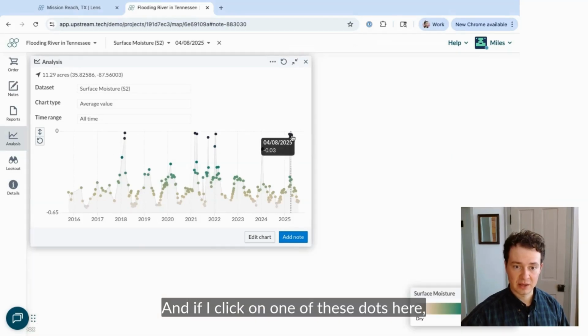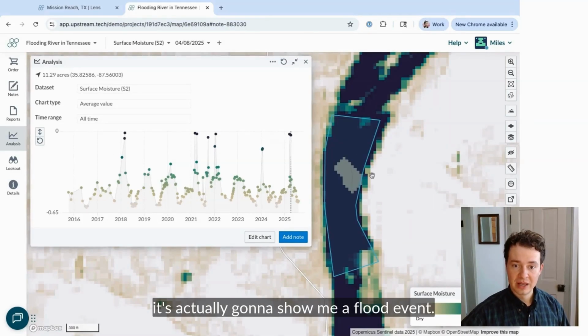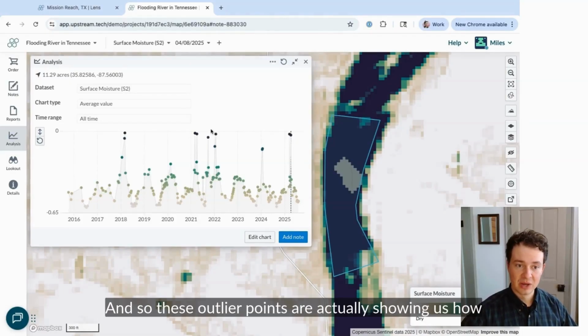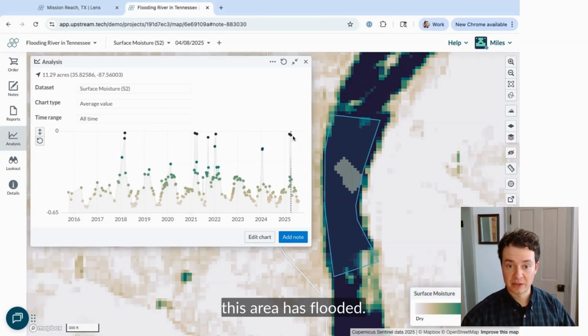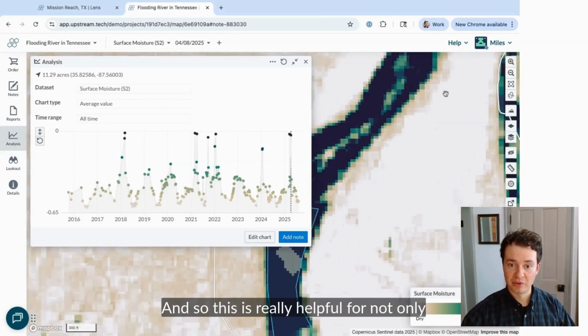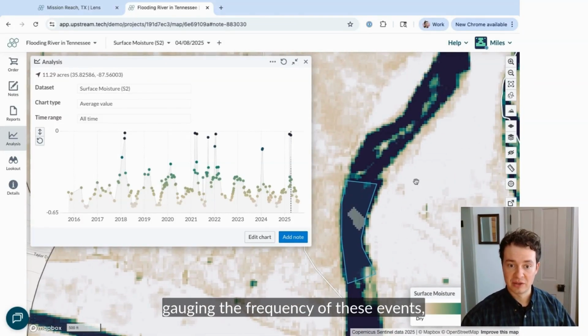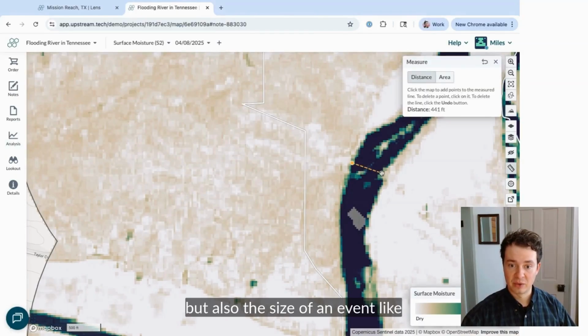And if I click on one of these dots here, like from this past spring, it's actually going to show me a flood event. And so these outlier points are actually showing us how often in the past 10 years or so, this area has flooded. And so this is really helpful for not only gauging the frequency of these events, but also the size of an event like we're seeing here.